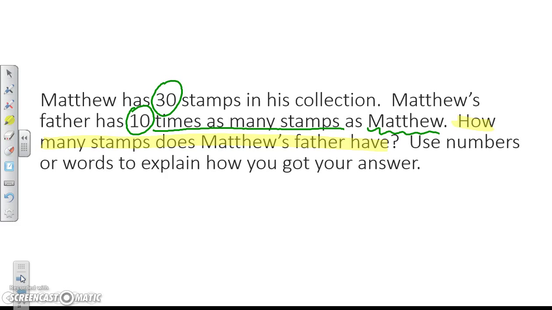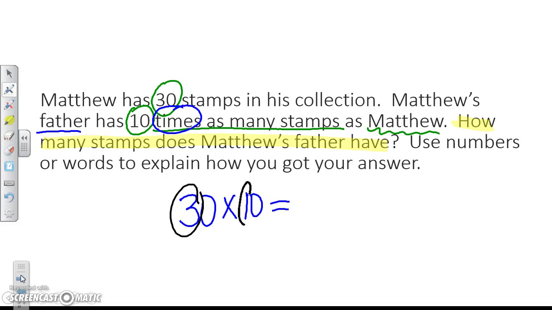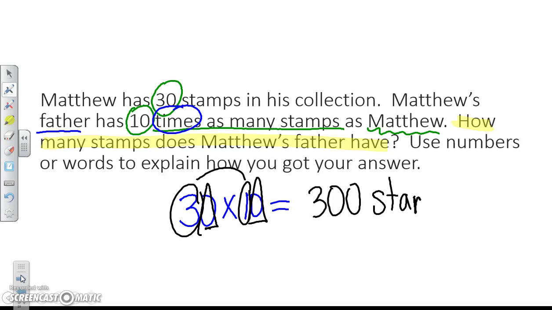So I'm going to take this 30, and I know that Matthew has 30 and his father has 10 times as many. So times means to multiply, so I'm going to do 10 times as many. 30 times 10, okay, my basic fact is 3 times 1, right? 3 times 1 is 3, and then I have 2 zeros here. So I'm going to add 2 zeros. So the answer is 300 stamps.